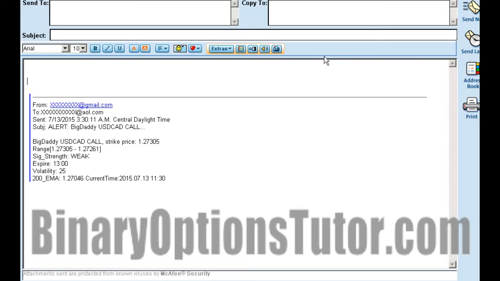I want to look at a couple of trades really fast. Both of these trades came earlier today, July the 13th. One of these trades was a losing trade, one was a winning trade. Now, here's an email alert.